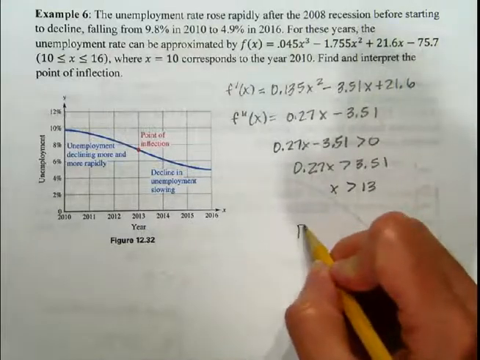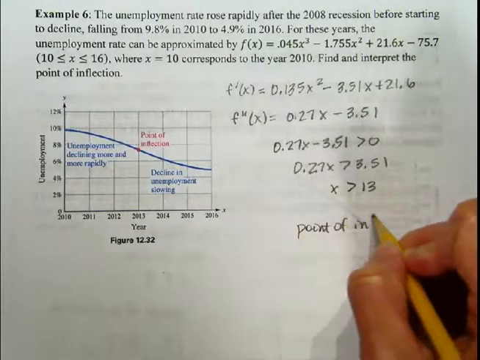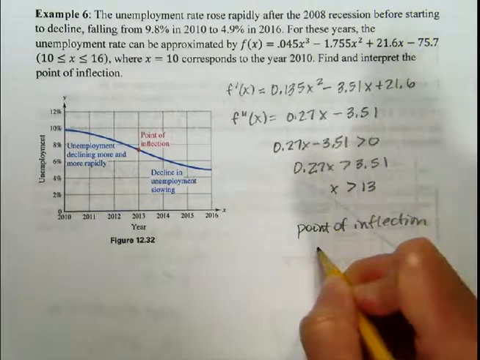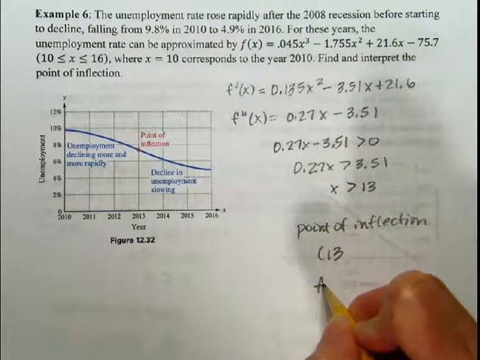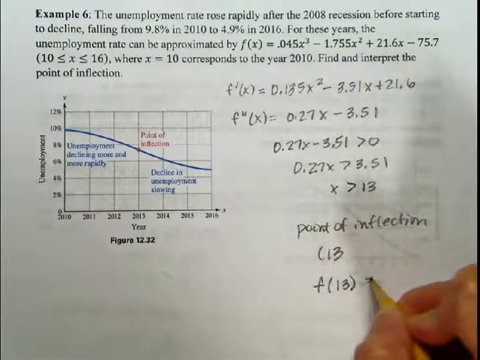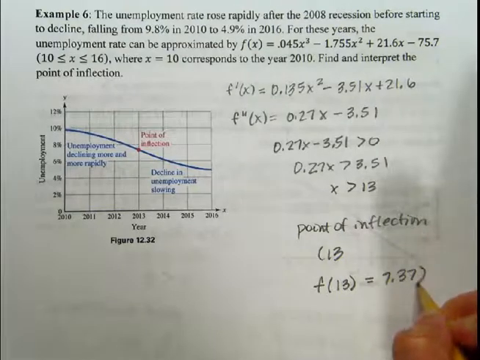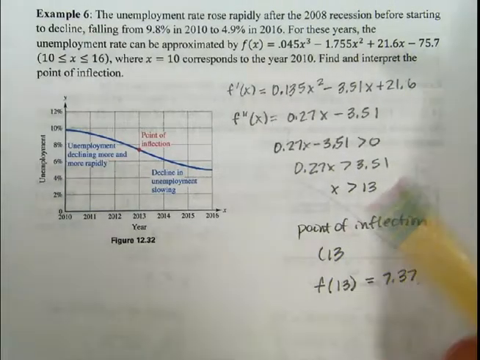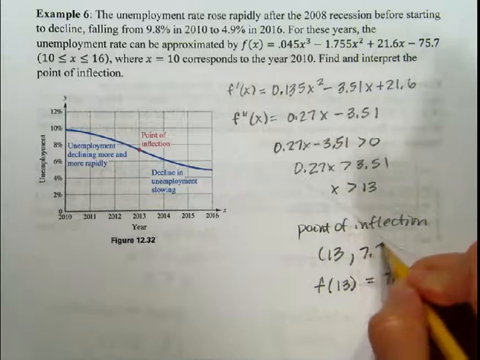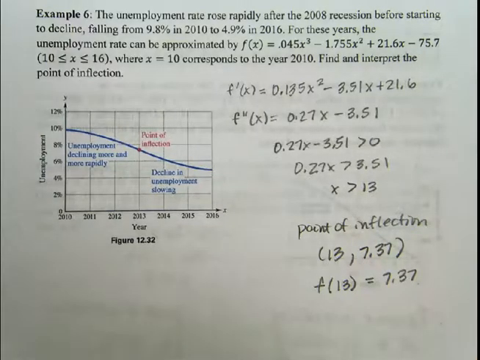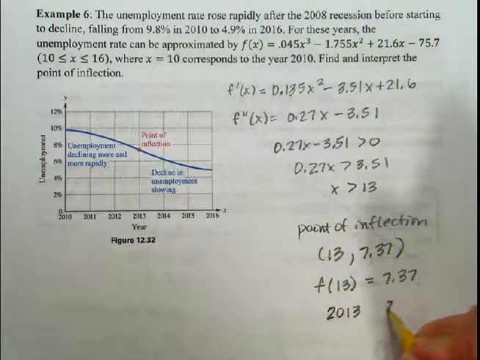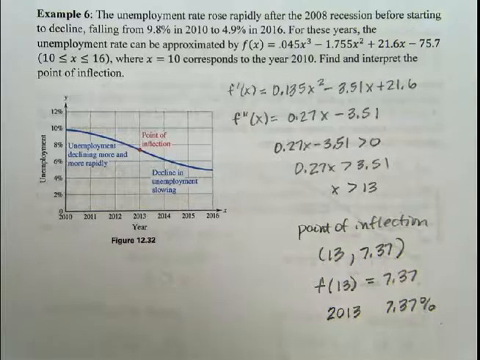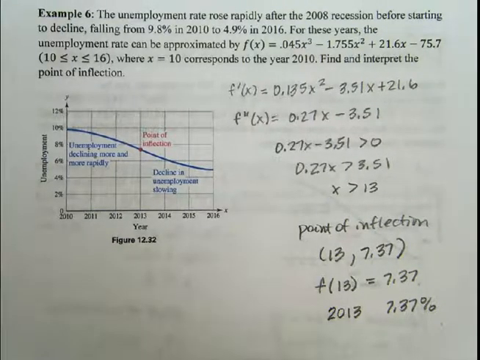Okay, so our point of inflection is x of 13. And if I plug in 13 in my original formula, I believe you get this. So our point of inflection is that. Now, this actually means in 2013 that it's 7.37%. Okay, so that's the meaning of those particular numbers in this particular circumstance.